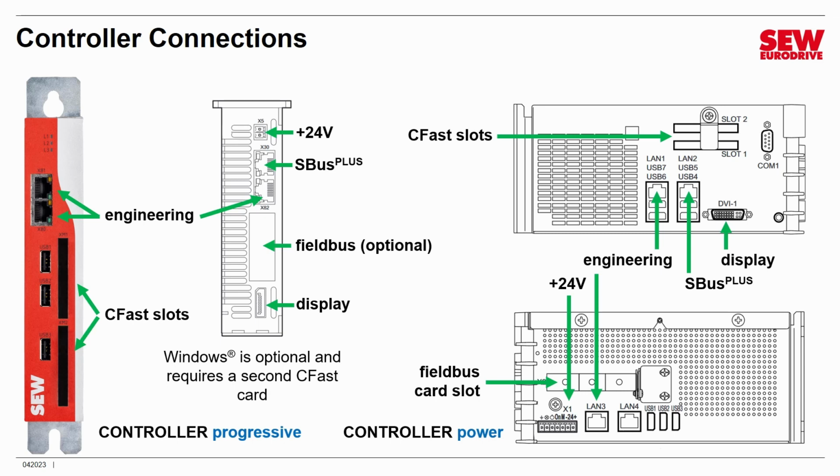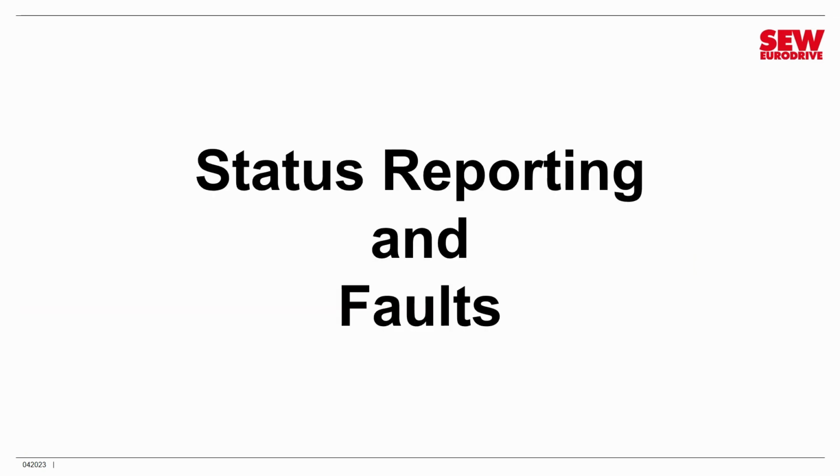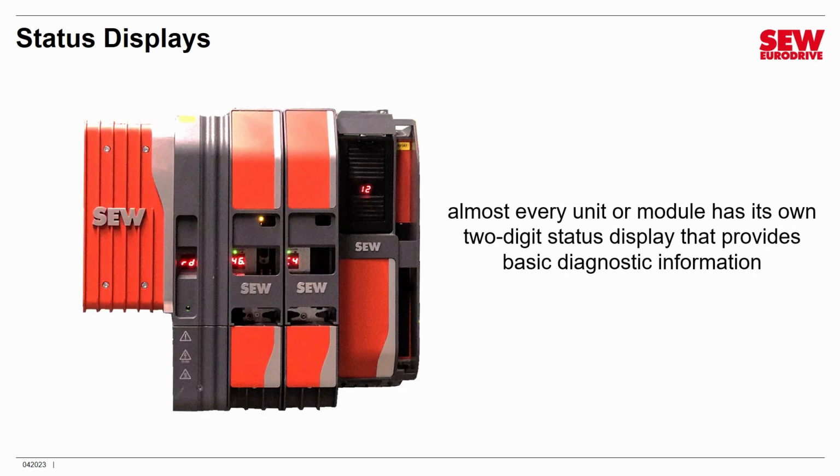Okay, I'm sure you're tired of connectors. Let's move on. Let's talk about how you know what's going on with the VFD. How do you get its status? How do you know if there's something faulted? Well, the answer is you look on the displays on the front of just about every single piece. Almost every unit or module has a 2-digit, 7-segment red LED display, and that provides status and diagnostic information.